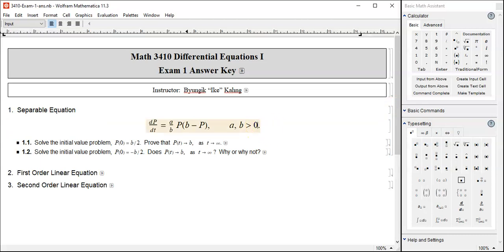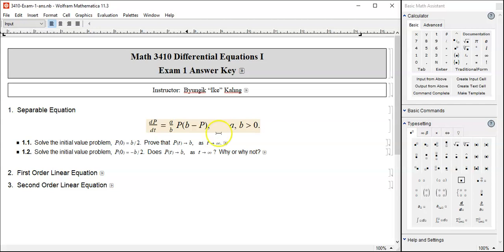It looks like this. And please note that this is separable. How can you tell? Here, do you see any t expression? No? A and b are constants. P is the function, no t. So this is separable. You can divide the entire thing so that the left-hand side has p and the right-hand side is just dt. So we have a separation.